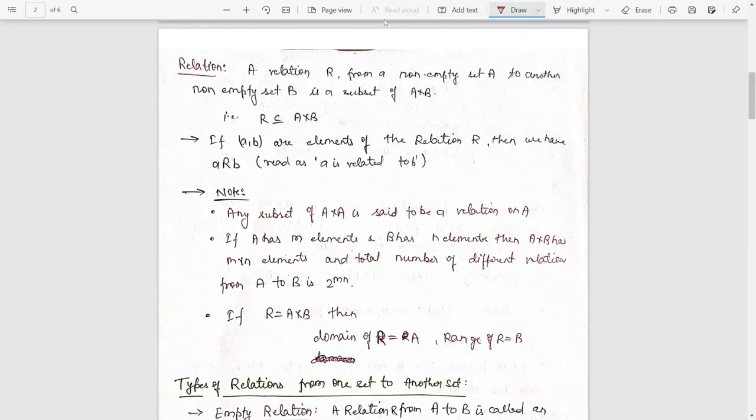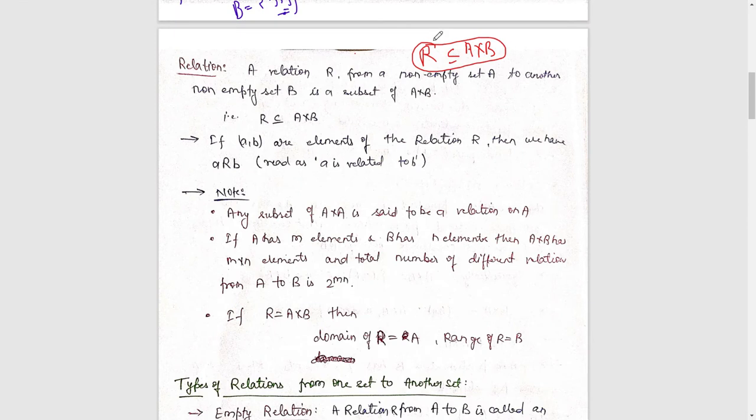At this point of time, now we can define the relation. A relation R from a non-empty set A to another non-empty set B is a subset of A cross B. Obviously, for an empty set there is something different, but here both sets are non-empty. Then what is the relation R? Just try to find A cross B and take any subset of A cross B, and that will be called a relation R on A cross B.